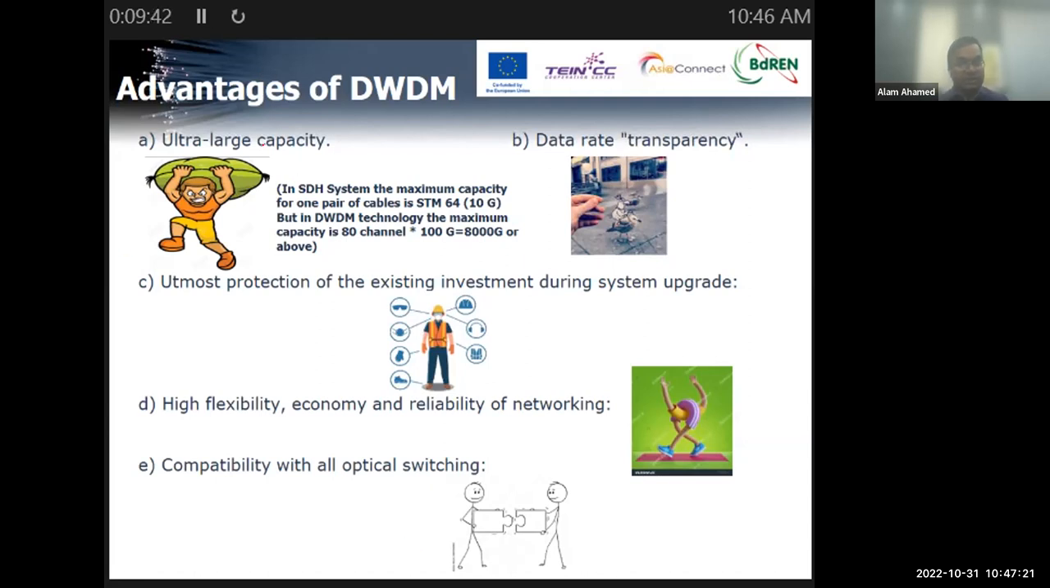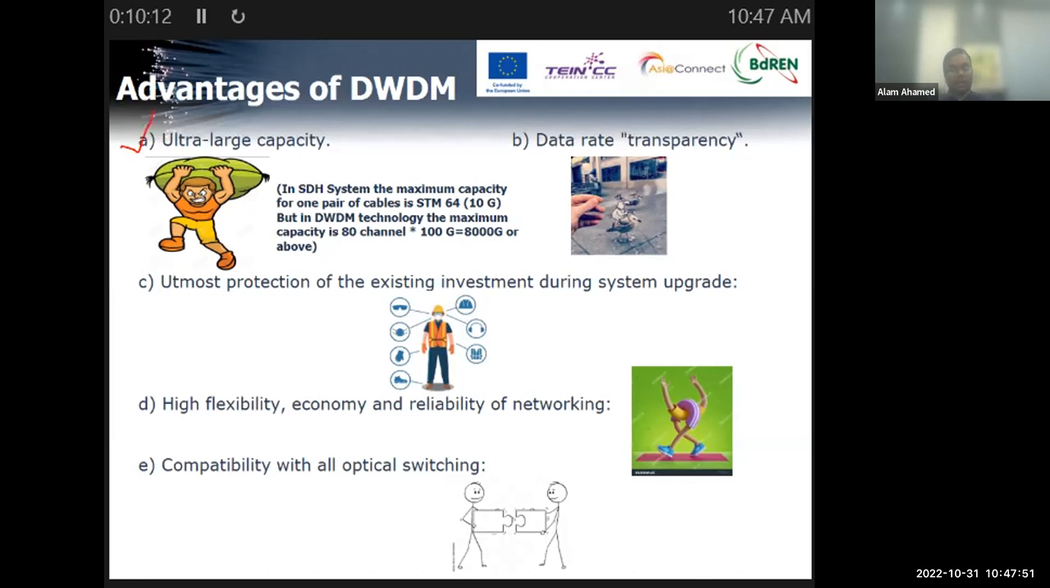We can describe this ultra large capacity like this: in an SDH system, the maximum capacity of one pair of cable is 64, that means 10G. But with DWDM technology, if you have 80 channels, 80 lambdas, and every channel carries 100G, that means 8000G or above. You can easily understand the ultra large capacity.